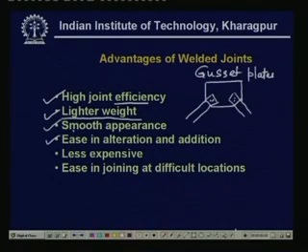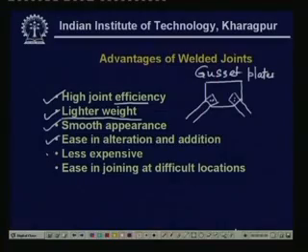The fourth point is ease in alteration and additions. Now, suppose after making a joint, we want to alter the joint to some extent, or we add some joint again to the structures, then of course, this process becomes very easy with the welding joints. Fifth is it is less expensive. It is very important to have low expense in joining.